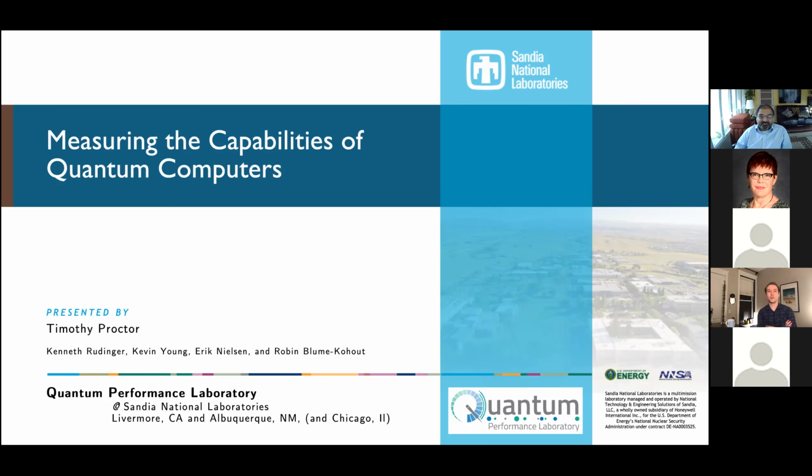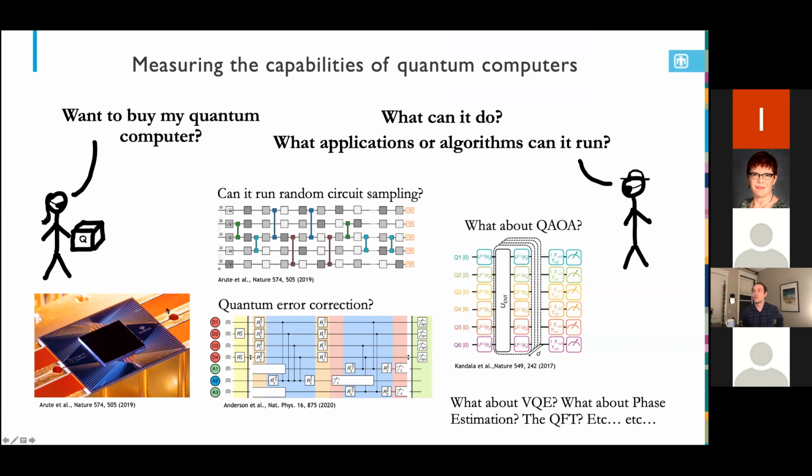So yes, I'm going to be telling you about some work we've done on measuring the capabilities of quantum computers. This has been work with the whole team at the Quantum Performance Lab, which is Kenny, Kevin, Eric, and Robin. So this work is about answering a really high-level question in quantum computing, which is that if someone says that maybe you want to buy their quantum computer, or want to spend some of your valuable research time on that quantum computer, what everyone really wants to know is what can I do with that device? And in particular, lots of people want to know what applications or algorithms can I run on that device?